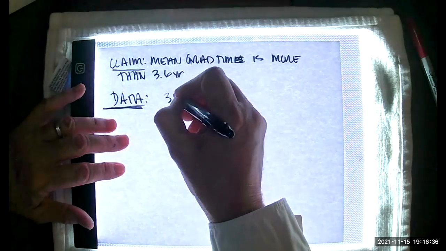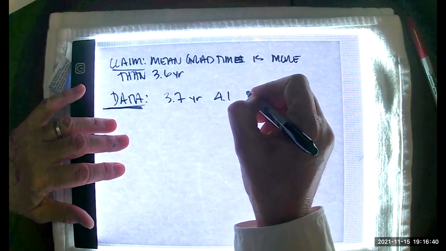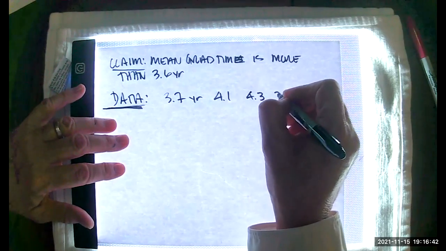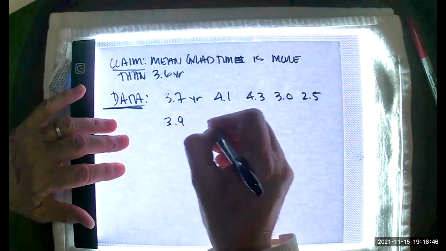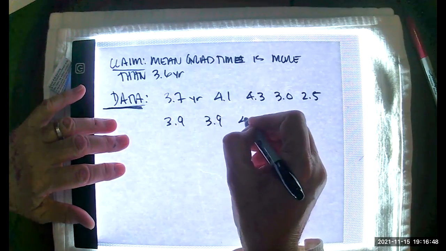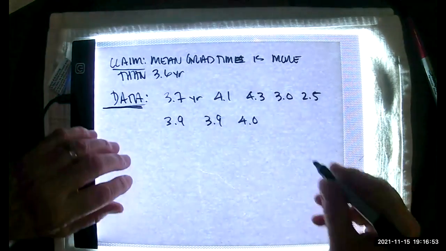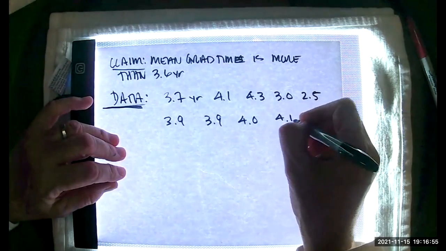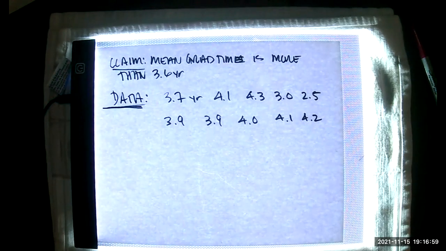So 3.7 years, 4.1, 4.3, 3.0, 2.5, 3.9, 3.9, 4.0. All right, so that's enough for my exam. Oh, let me give myself two more. 4.1, 4.2. So I've got my sample there.